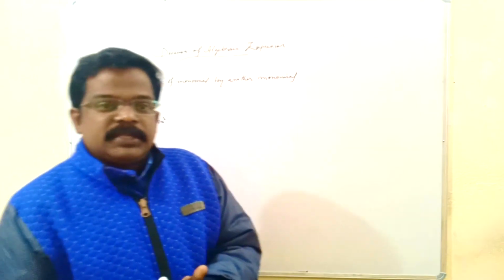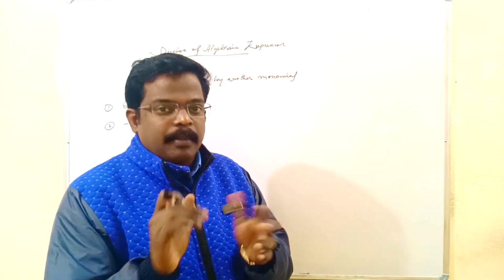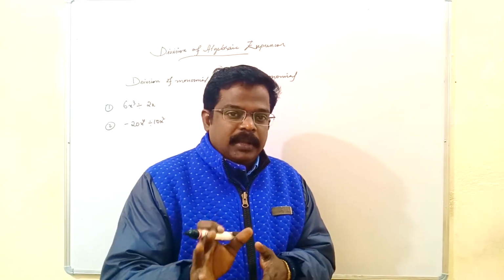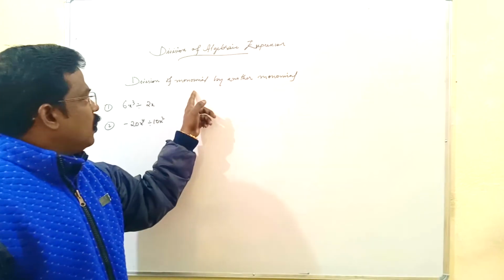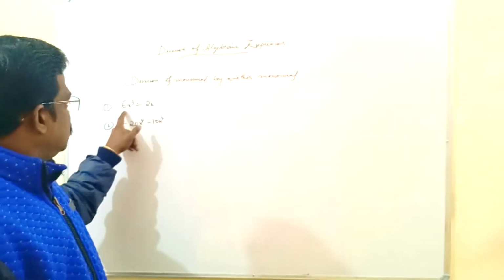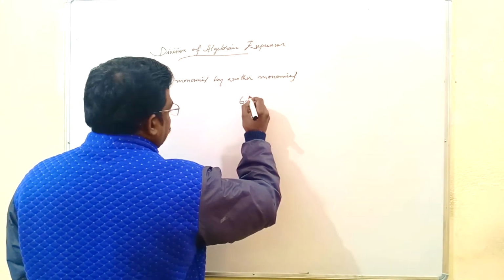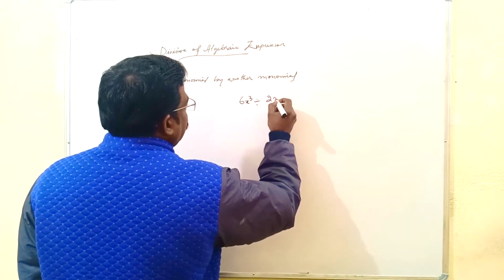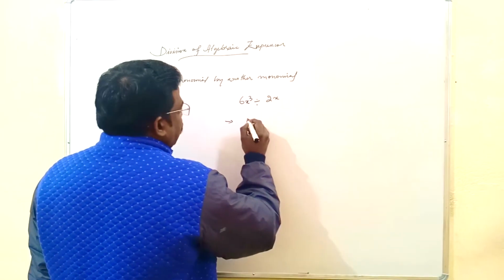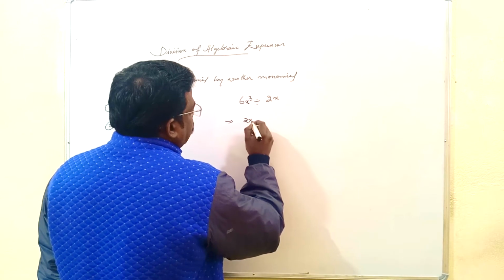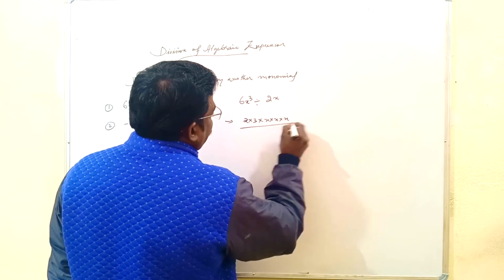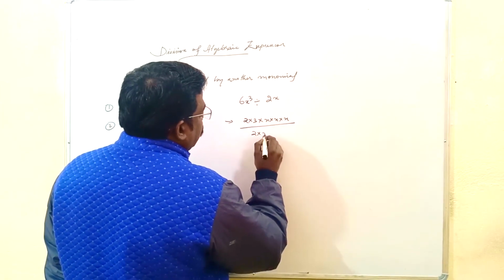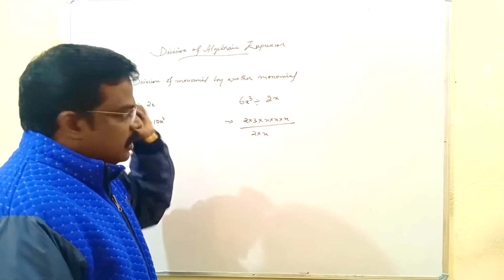In our previous chapter we studied the addition, subtraction and multiplication of algebraic expressions. In this chapter we are studying division of algebraic expressions. Division of a monomial by another monomial. See the first question, 6x cube divided by 2x. Here also we have to factorize 6. How can we? 2 into 3 into x into x into x divided by 2 into x. Okay, division can be done like this.